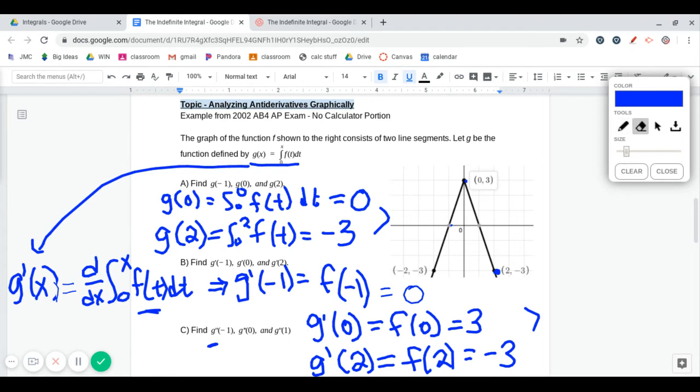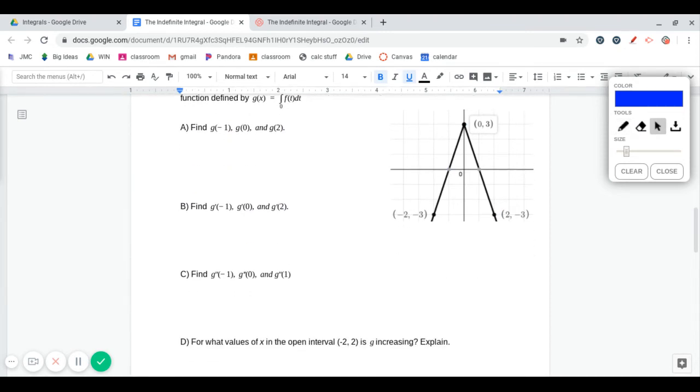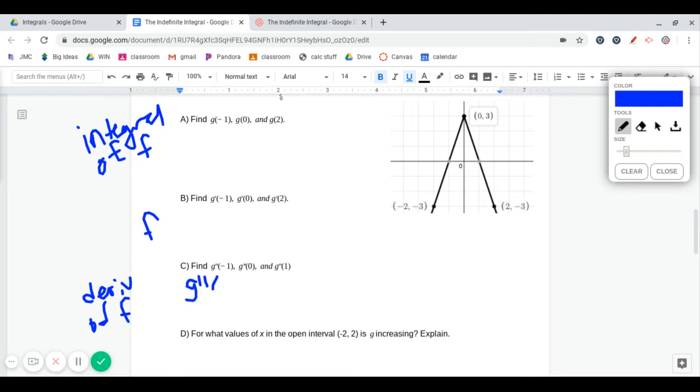I'm just going to clear all of this here, and we're going to slide down the page. So this was the integral of f. This is just f. This is going to be the derivative of f. So this means that g double prime of -1 is going to be the derivative of f at -1.